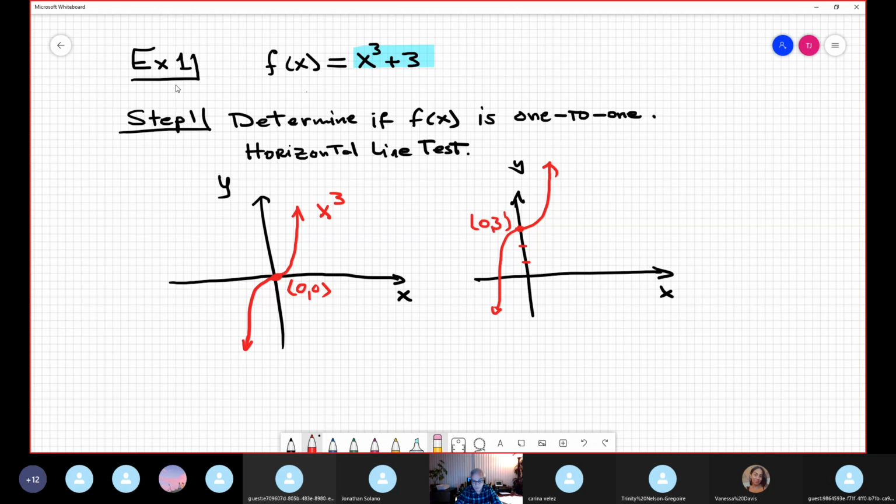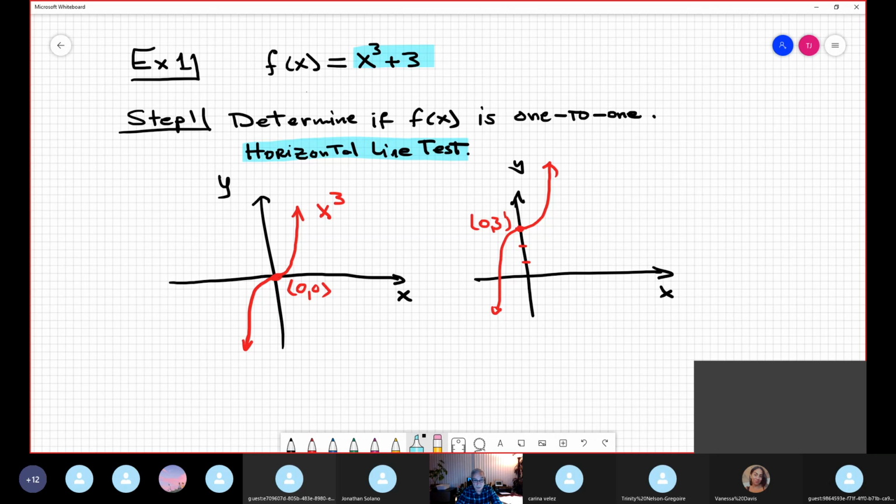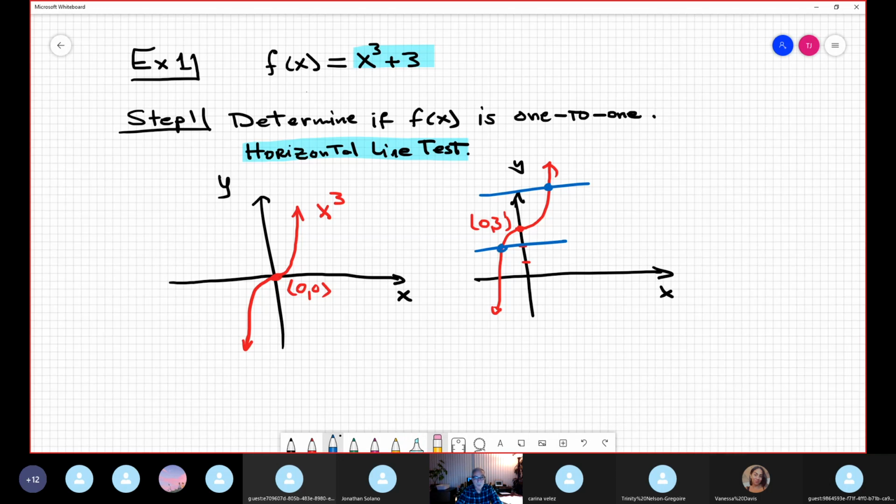So my question is, does it pass or fail the horizontal line test? Pass or fail? With this information in hand, obviously pass. Okay, therefore, the conclusion in step 1 is that it is 1-to-1.